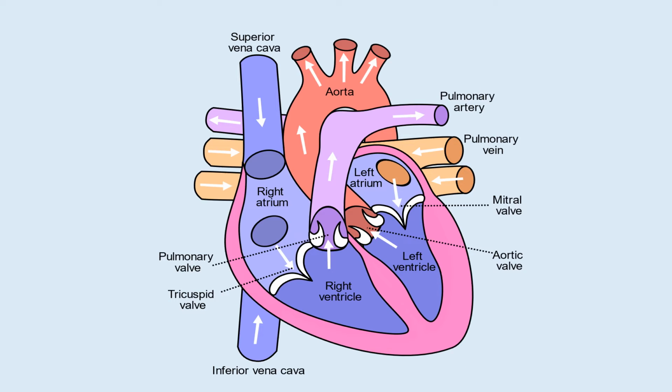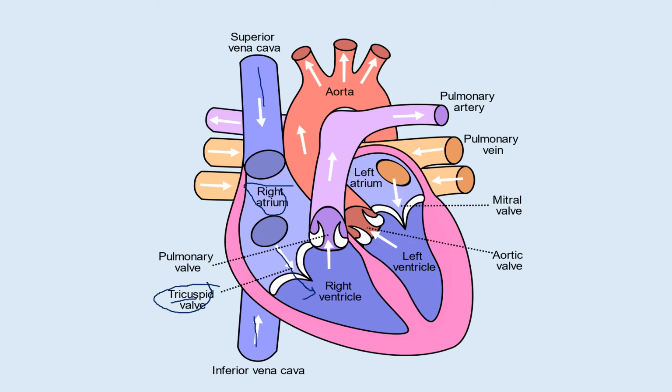Impure blood reaches the right atrium through the superior vena cava and the inferior vena cava. The impure blood from the right atrium in turn goes to the right ventricle through the tricuspid valve. The tricuspid valve, as the name suggests, is a valve which has 3 cusps.